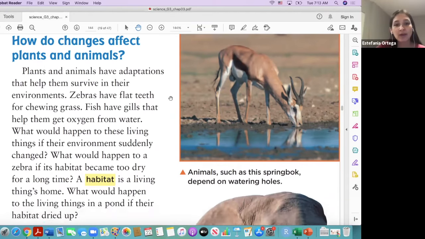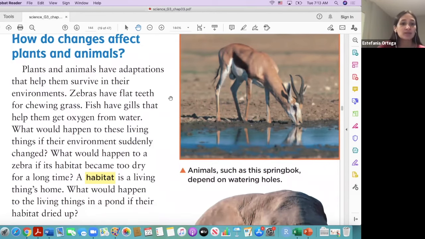Plants and animals have adaptations that help them survive in their environments. Zebras have flat teeth for chewing grass. Fish have gills that help them get oxygen from water. What would happen to these living things if their environment suddenly changed? What would happen to a zebra if its habitat became too dry for a long time? A habitat is a living thing's home. What would happen to the living things in a pond if their habitat dried up?